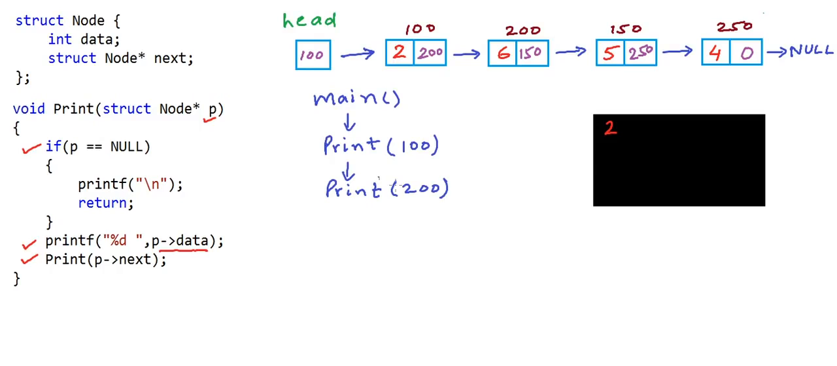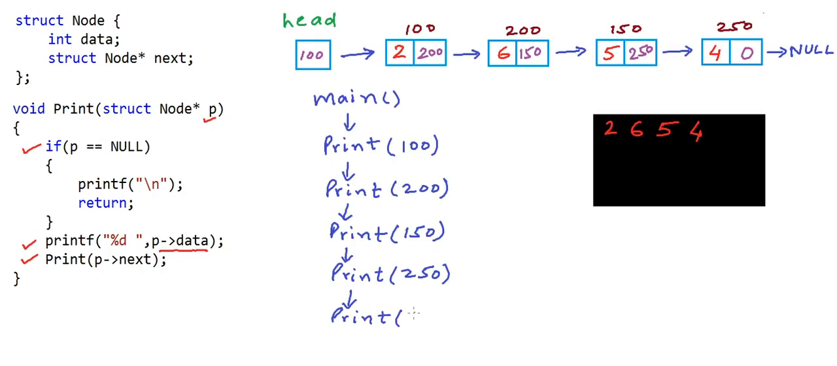Now print 200 once again prints the data at address 200 and then makes a recursive call to the print function passing address 150. And we will go on like this. In this call to print with address 250, we will first print the data, and the address field, the value of p arrow next, is 0, which we can also say is null. So we will make a call like this. Now for this call with argument null, we have reached the exit condition. Recursion will not grow any further, so we will just print an end of line and return.